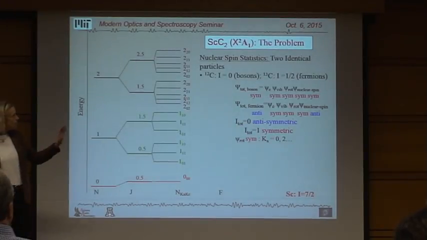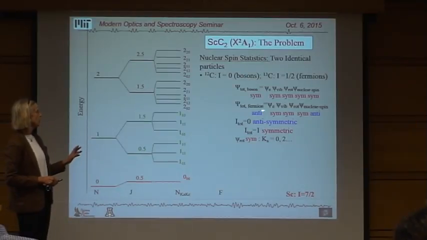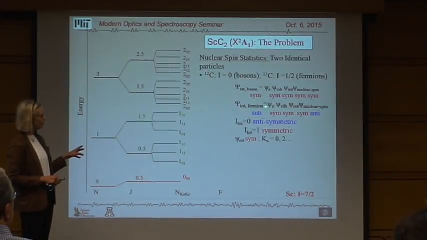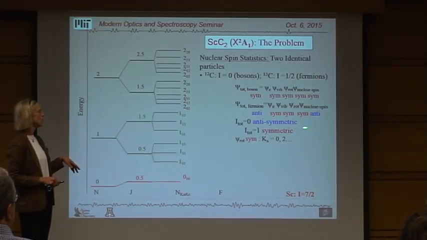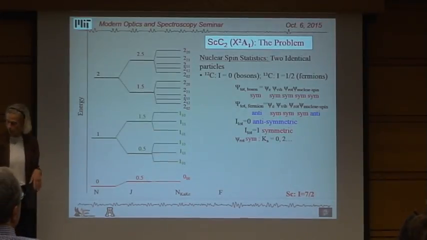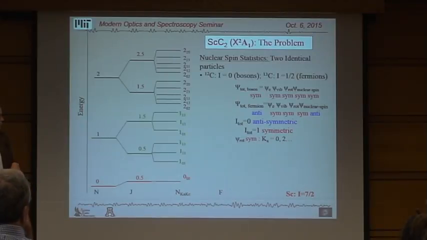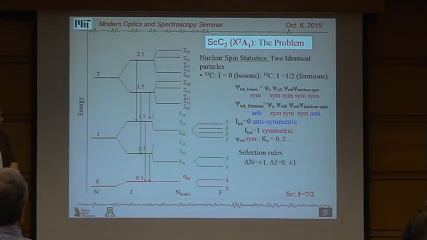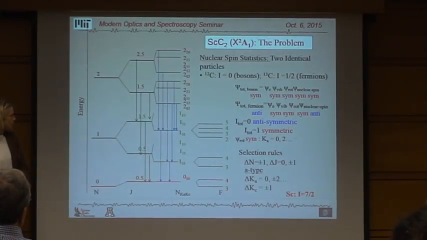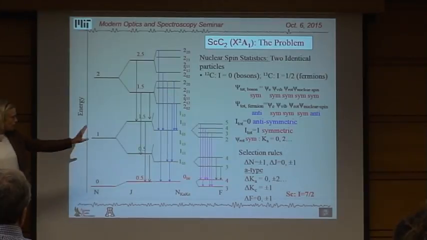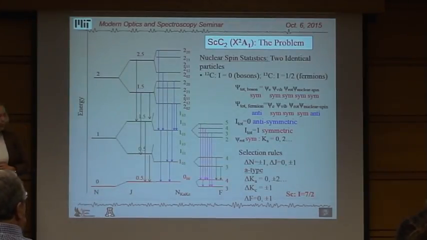because of that symmetry, if it's a boson, the total wave function must be symmetric. If it's a fermion, it must be anti-symmetric, because you have to pair various wave functions, and so as a consequence, you lose a lot of the rotational levels. And then one has to consider the nuclear spin of scandium, which is 7 halves. And so basically, it generates a very complex structure, and you've got to keep track of what levels are there and what aren't.